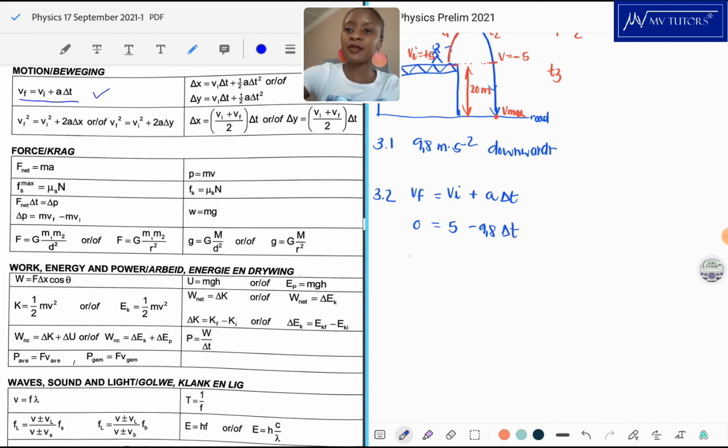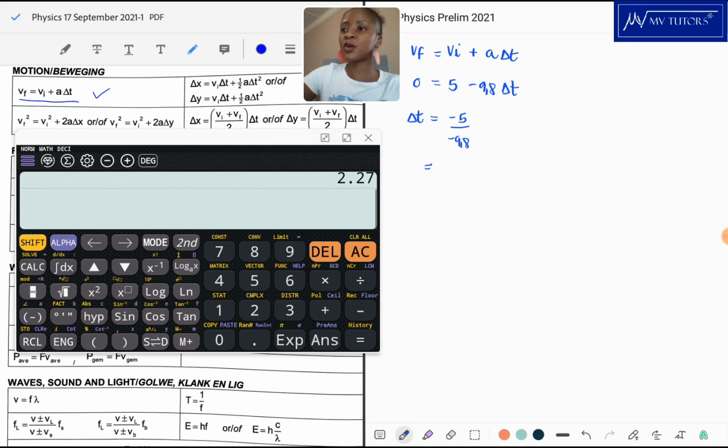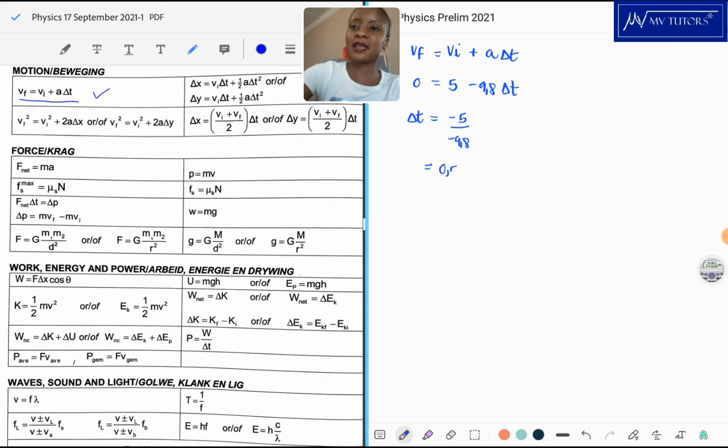If I then make delta t the subject of my formula, I will get negative 5 when I take it to the other side, and negative 9.8. Just going to use our calculator there. So we have negative 5 over negative 9.8, and that answer is 0.51 seconds. Don't forget your units. So I have 0.51 seconds, and that is equal to T1, which is actually equal to T2.